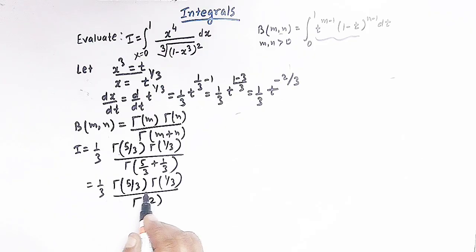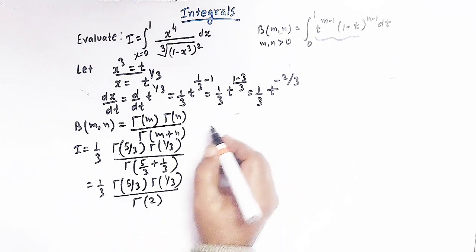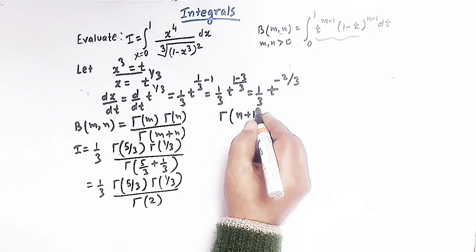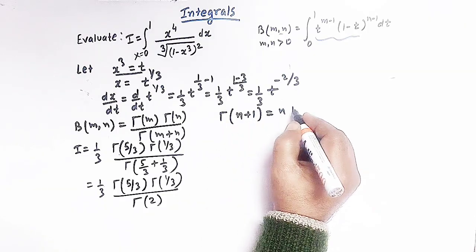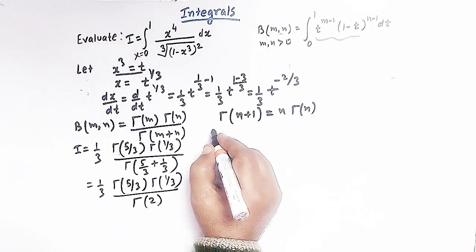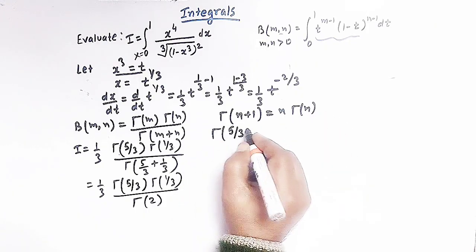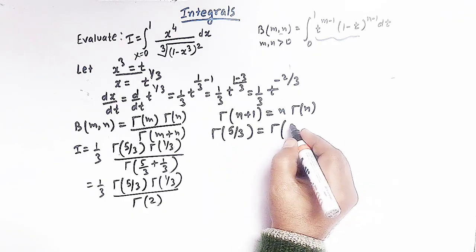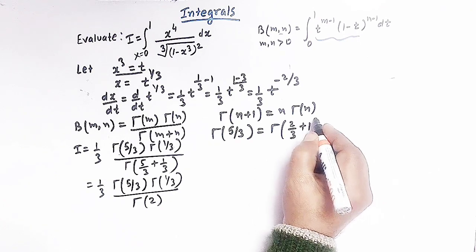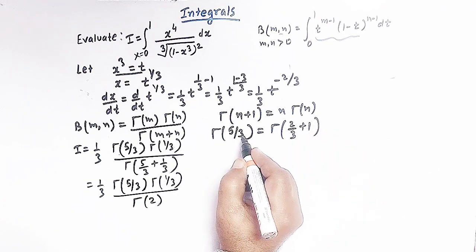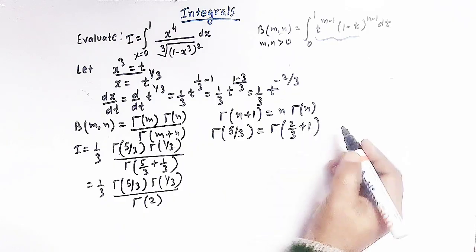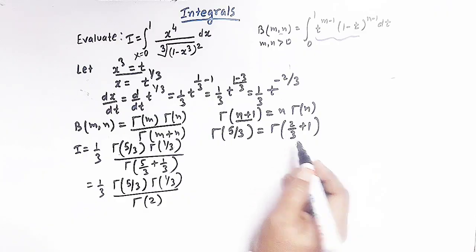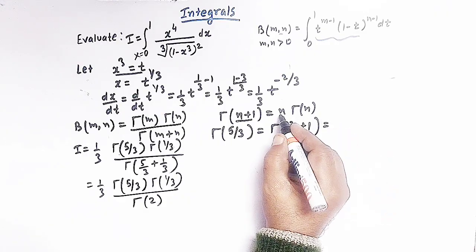So now to get the value of gamma 5 over 3, let us make use of this important result, that is gamma n plus 1 is equal to n times gamma n, right? So if we take gamma of 5 over 3, then gamma 5 over 3 can be written as 2 over 3 plus 1, right? So we can split 5 over 3 as 2 over 3 plus 1. So if we compare this expression with this one, then n is 2 over 3. So here we can now use this expression.